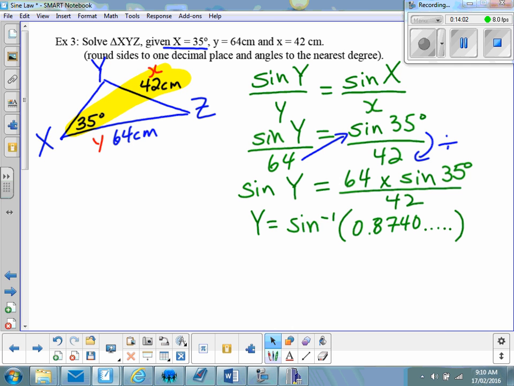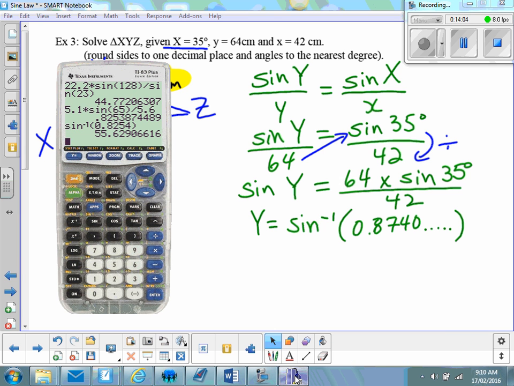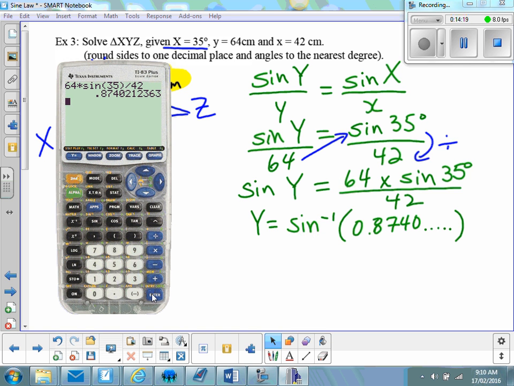When you punch it into the calculator, just to keep it as accurate as possible, I'm going to suggest that you do this. Let me just clear this. So I'm going to do the 64 times sine 35 and then divided by 42. I'm going to leave that decimal in my calculator with all those numbers in the decimal. And then I'm going to do second sine inverse. And I want to take the sine inverse of my last answer.